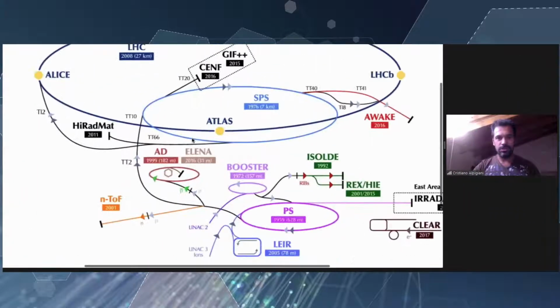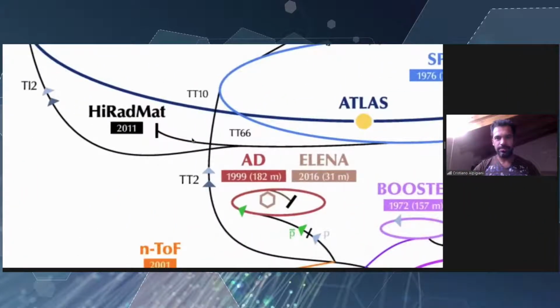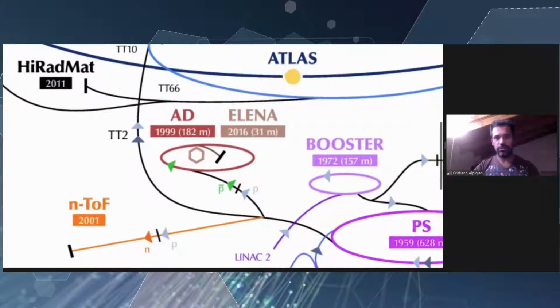So let me zoom in on this part, because we will focus the tour on the AD, the Antiproton Decelerator. And this is what we also call the Antimatter Factory. This is the place where we produce antiprotons, and we use the antiprotons to make anti-hydrogen. And then we go study the properties of the anti-hydrogen.